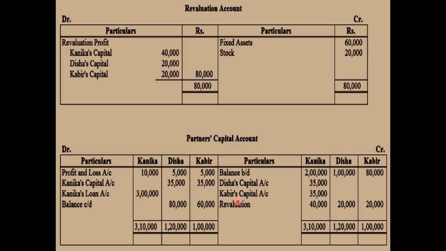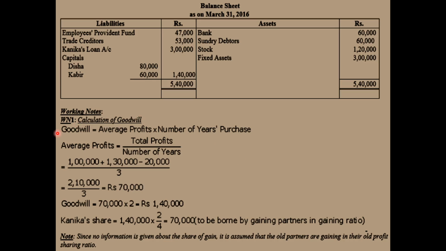We can see the value of goodwill from the working here. This is the working of goodwill, average profit into number of years' purchase. There is a formula for calculation of goodwill under the average profit method. We know from chapter 2, change in profit sharing ratio. Average profit, that is first year, second year, as well as third year. First year profit is positive, and this one is coming at a loss, negative. So after adjustment it is 2,10,000 divided by 3, that is 70,000. That is average profit. Now the value of goodwill is average profit into 2, so 70,000 into 2 is 1,40,000. So the total goodwill is 1,40,000.